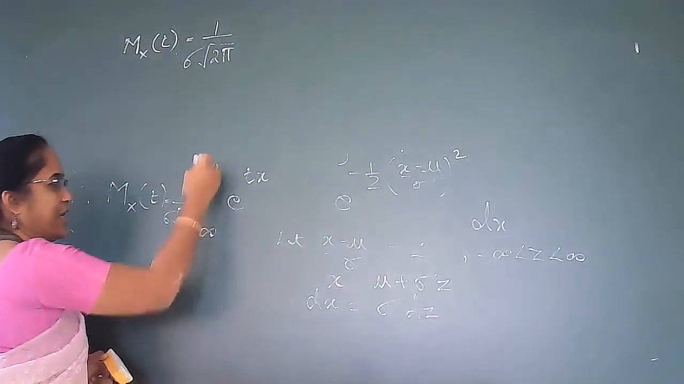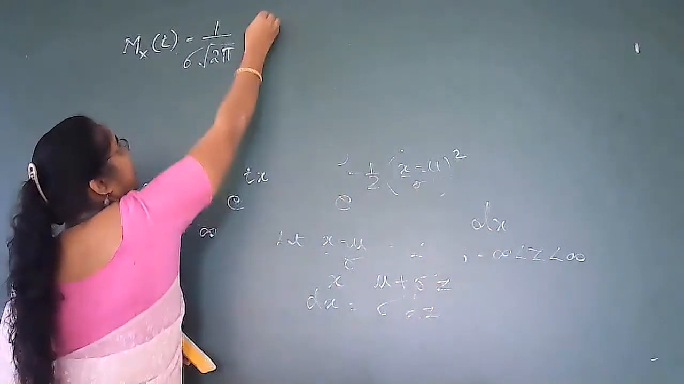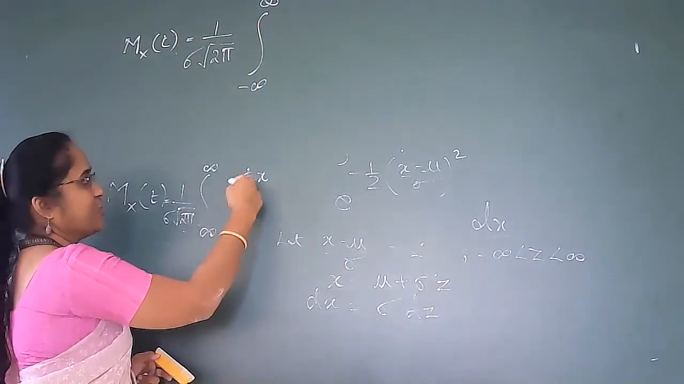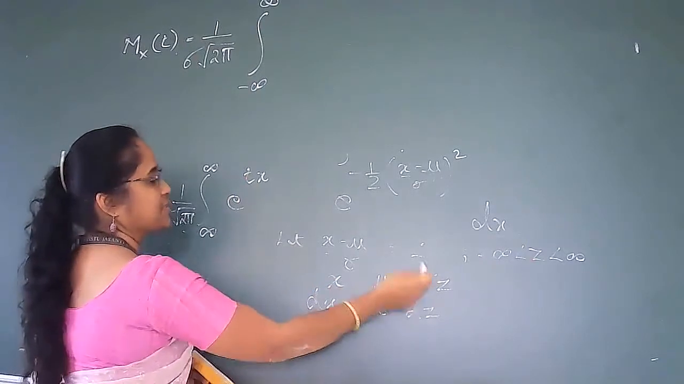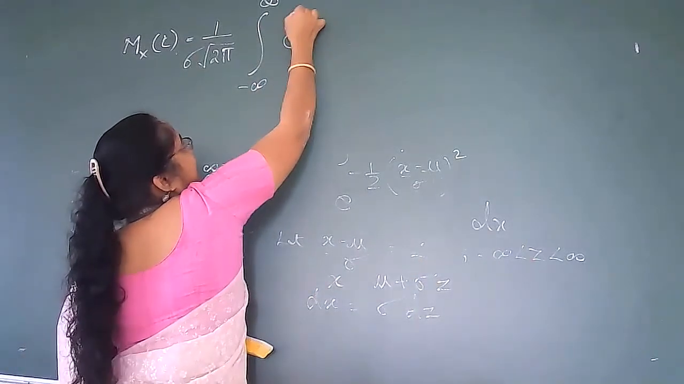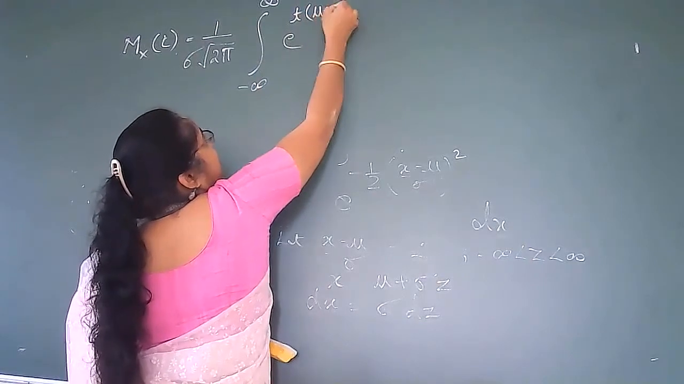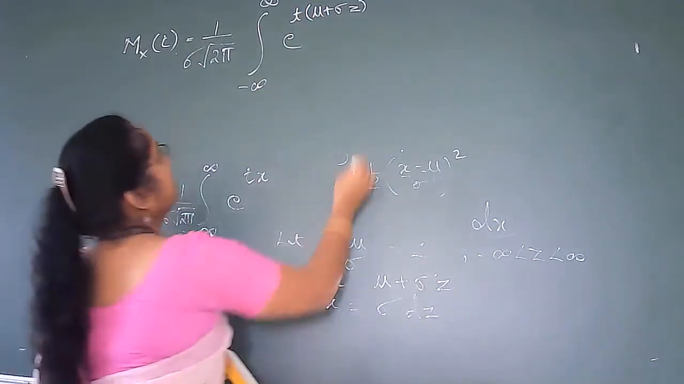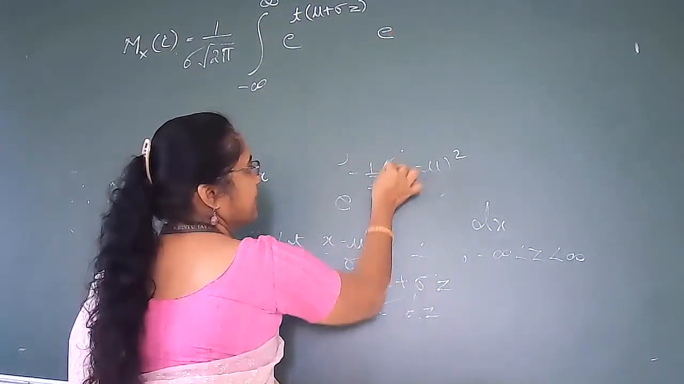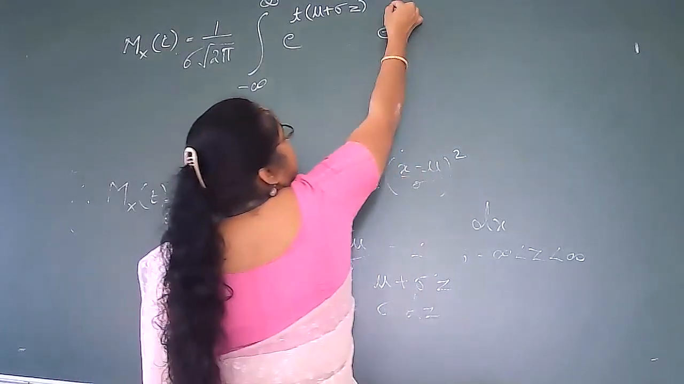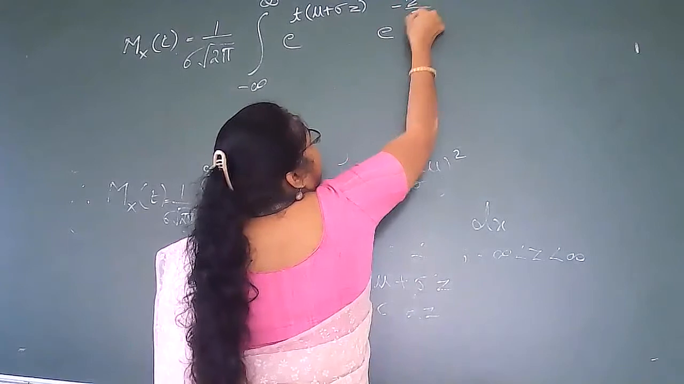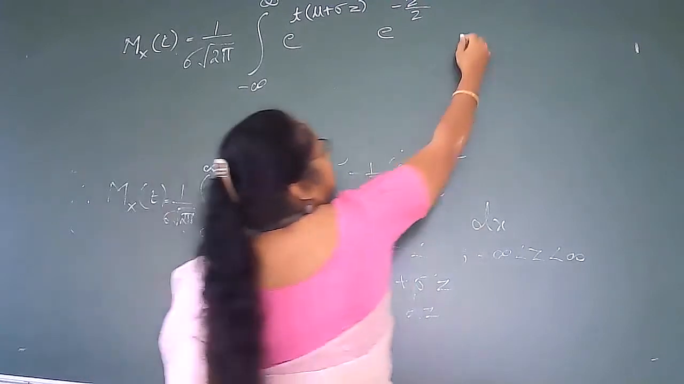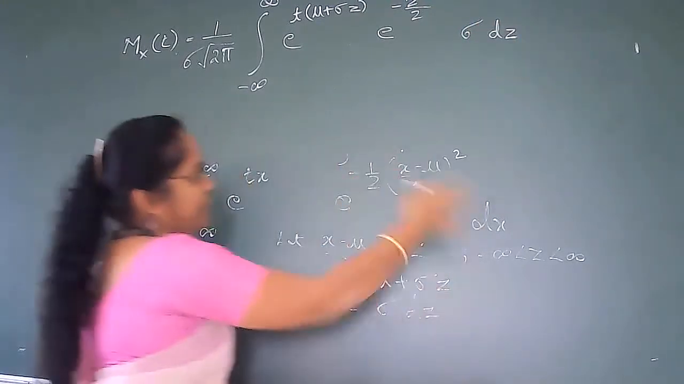The value of the integral is from minus infinity to plus infinity for z. So I keep it as minus infinity to plus infinity. Instead of e raised to tx, I'm going to change my x as mu plus sigma z. So it's going to be e raised to t(mu plus sigma z), and into e raised to minus z squared by 2. And instead of dx, I'm going to write it as sigma dz. I hope everyone is fine with this.